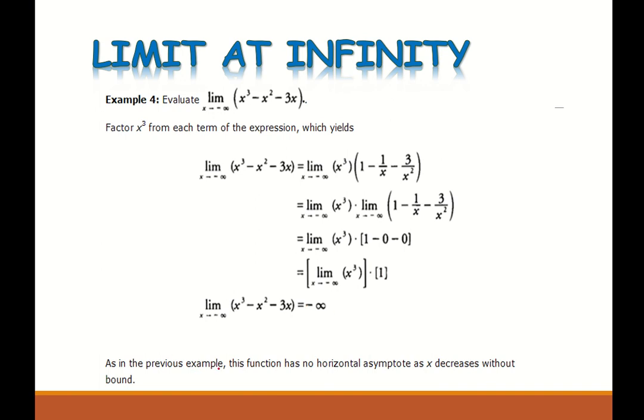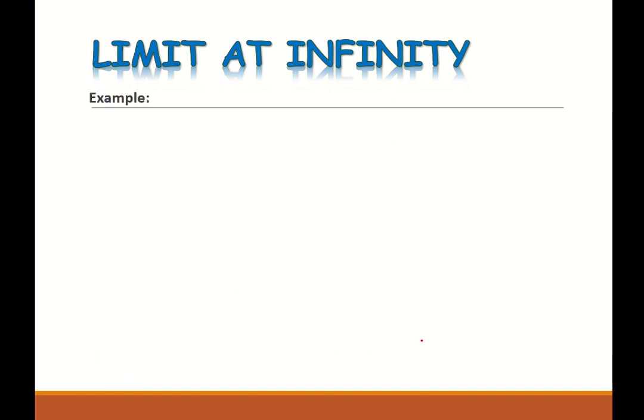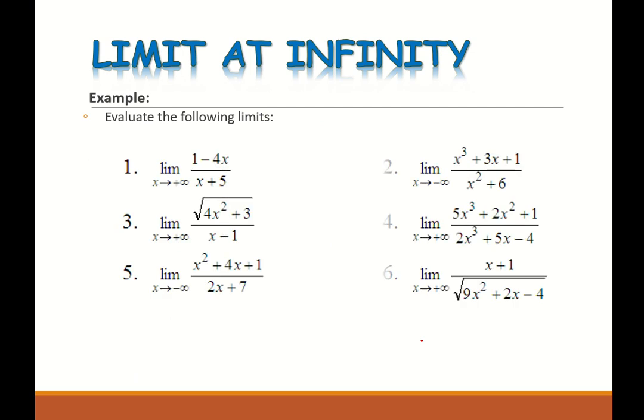Okay, so as in the previous example, this function has no horizontal asymptote as x decreases without bound, for the same reason as in the previous example. Alright, so I think that's all for this part. You have here some numbers that you need to practice. Just apply the concept, the theorems, and the technique on how to evaluate the limits. These are more on fractional form. Actually, there are still a lot of forms like the exponential form, but now we just limit our discussion to rational functions and polynomial functions.